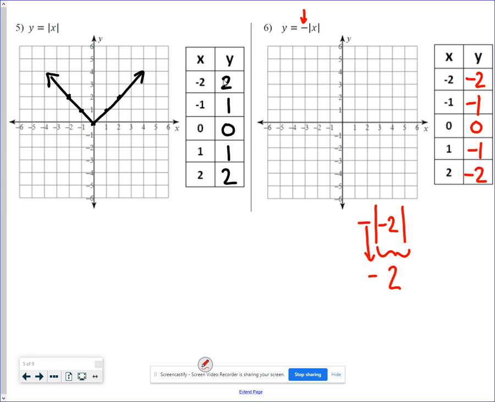So this time, I kept these two on one slide on purpose so you can see the difference between the two graphs. The negative out in front of the absolute value takes that first one that I did for number 5 and just flips it upside down. If there's a negative in front of the absolute value, that V is going to be an upside down V.